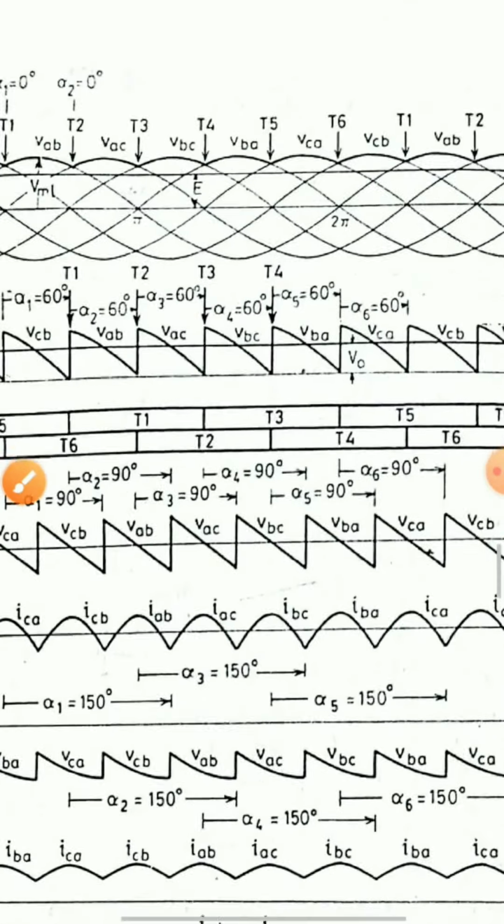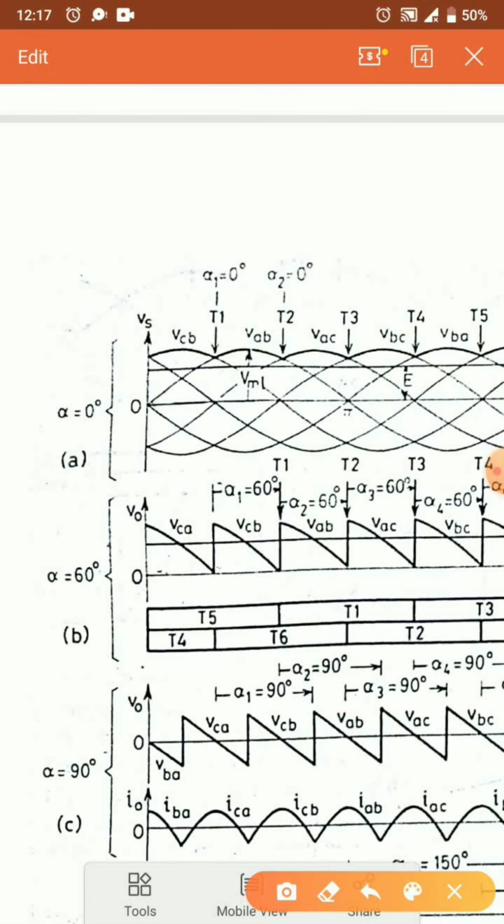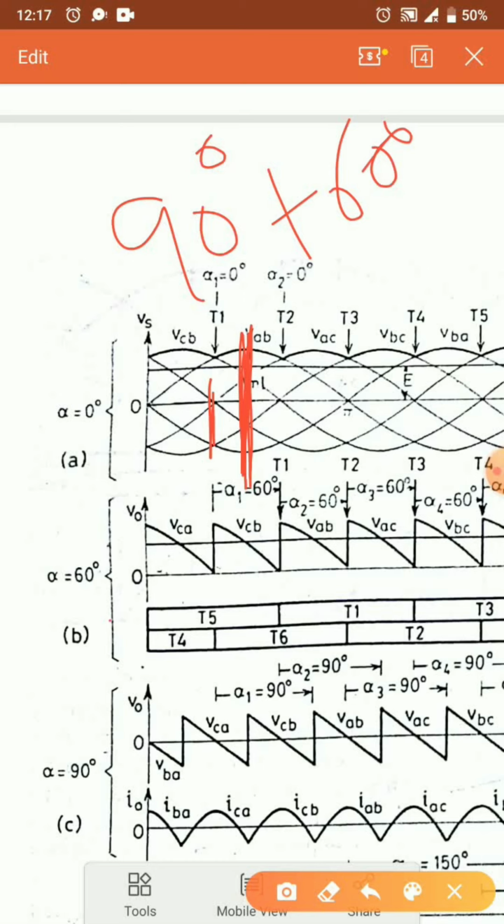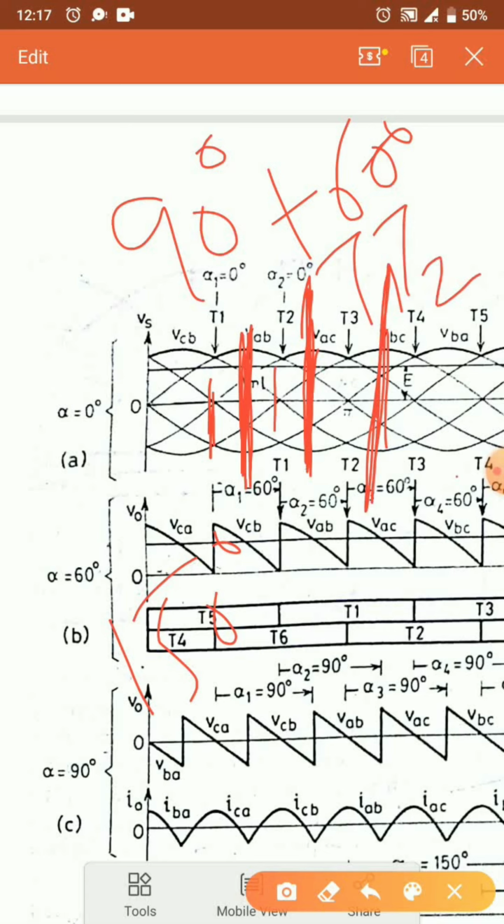Now let us see when the firing angle is 90 degree. It is quite clear that this is 60 plus 30. This is the 90 degree, the time when I am giving my firing angle. 90 plus 60, as I have said, gives me 150 degree. That is, my thyristor T1 will turn on at 150 degree. This is 60, this is 120, 120 plus 30, 150. So here my thyristor T1 will turn on. Then from here I have to add another 60 degree, and at this point my thyristor T2 will turn on. Again at this point my thyristor T3 will turn on.